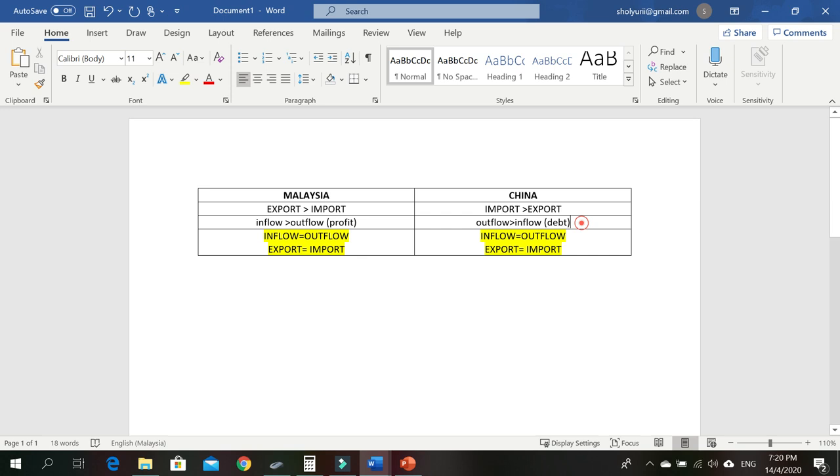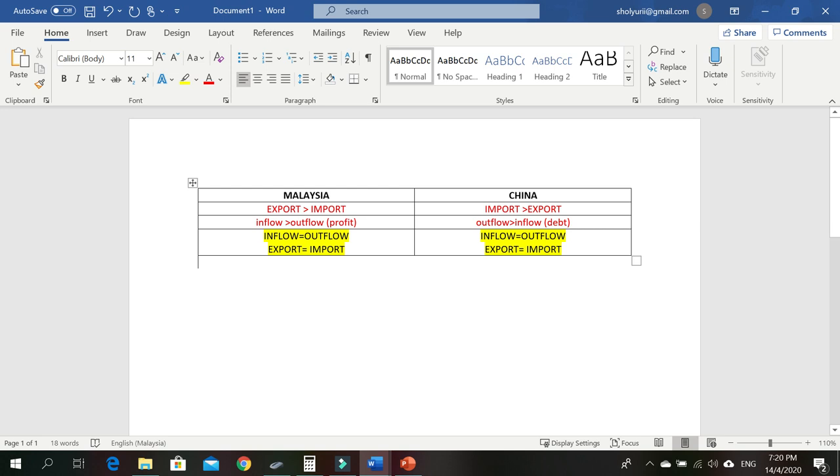This one is bad. Ini tak okay. Yang merah ni tak okay. Dia akan menyebabkan China in trouble. Malaysia happy sekejap. Lepas tu Malaysia portray bad image. Okay. The best is make sure it's win-win situation.